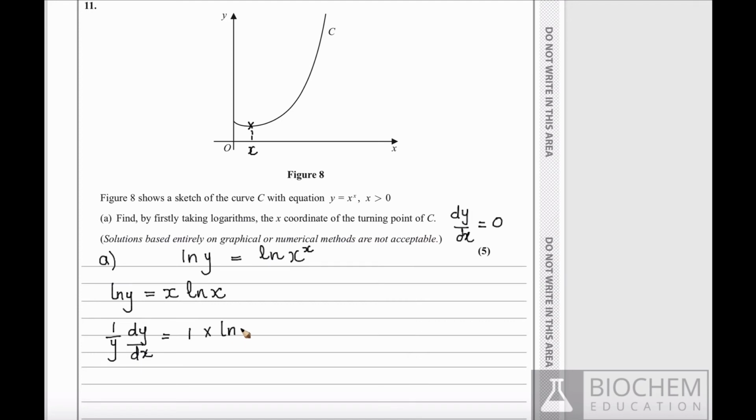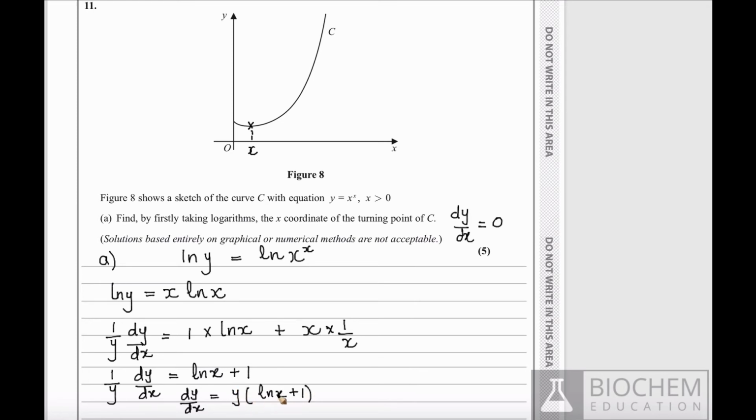So that will be ln x plus, now we will leave the first term as it is, and differentiate ln x, that would be 1 over x. Simplifying that further, we will get 1 over y dy by dx equals ln x plus 1. Now if we multiply the y on the other side, we can write this as dy by dx equals y times ln x plus 1.